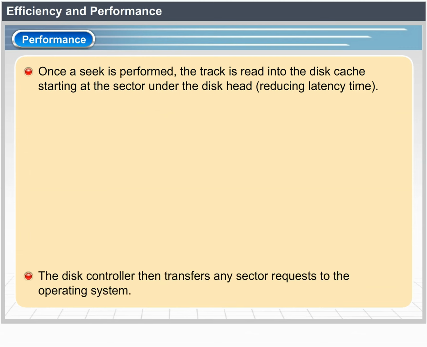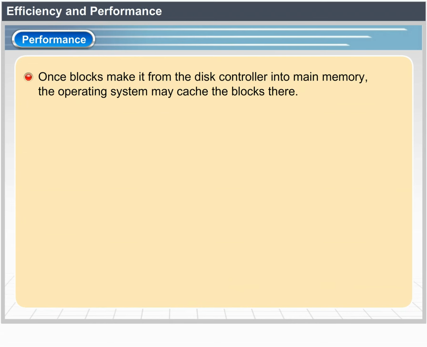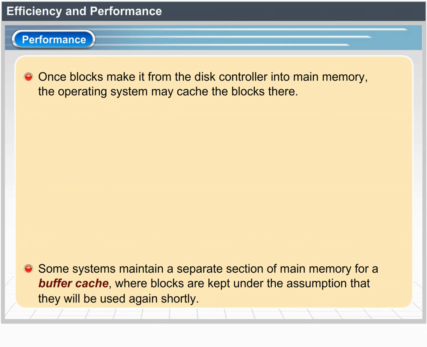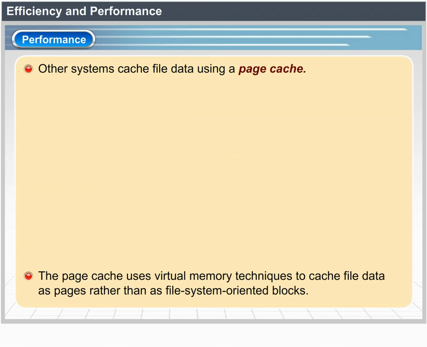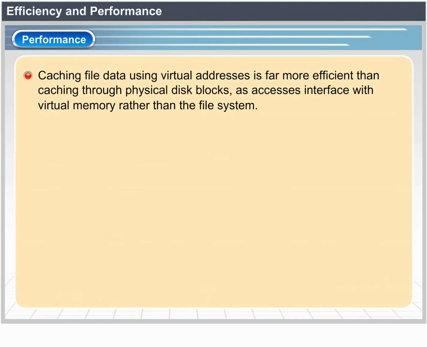Once blocks make it from the disk controller into main memory, the operating system may cache the blocks there. Some systems maintain a separate section of main memory for a buffer cache, where blocks are kept under the assumption that they will be used again shortly. Other systems cache file data using a page cache. The page cache uses virtual memory techniques to cache file data as pages rather than as file-system-oriented blocks. Caching file data using virtual addresses is far more efficient than caching through physical disk blocks, as accesses interface with virtual memory rather than the file system.